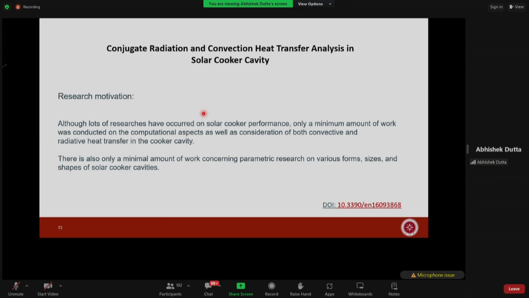There have been a lot of papers on solar cookers, but this paper I found, and just to be clear, this is not my paper. This is Abhishek Sarangi's paper. I really like this paper and I wanted to focus on it.